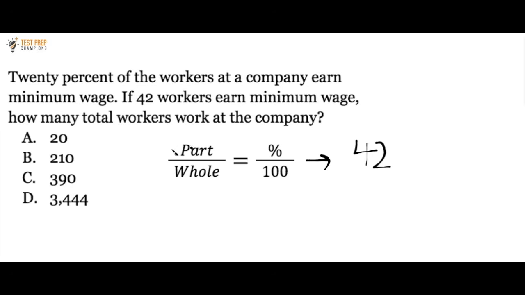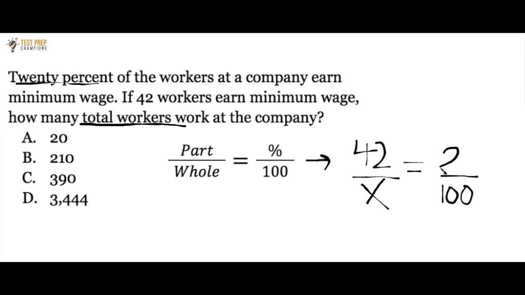Okay, and what we're trying to figure out is the whole, because we want to know how many total workers work at the company. So I'm going to put 42 workers in for the part, and the whole, we're not sure what that is. So I'm just going to call that X for right now. Okay, so 42 over X is equal to my percent over 100. So what do I plug in for my percent? Well, obviously it says right here 20%. So I'm going to put 20% in here.